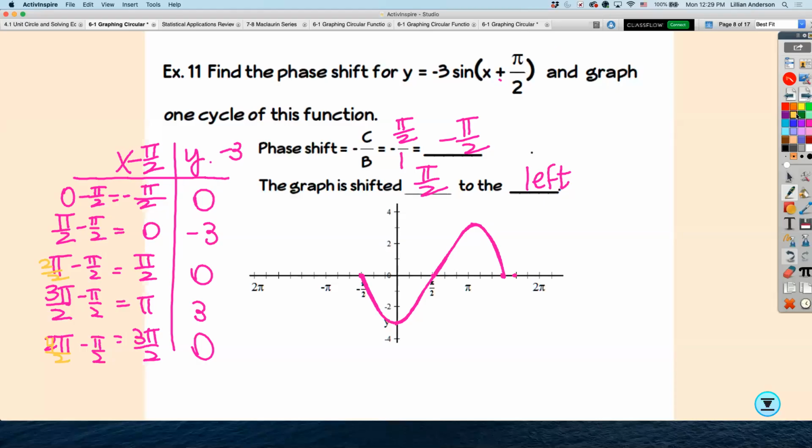What's the period of this function? 2 pi. Because b is 1, so 2 pi over 1 is just 2 pi. What's the frequency of this function? 1 over 2 pi. Exactly. Very good.